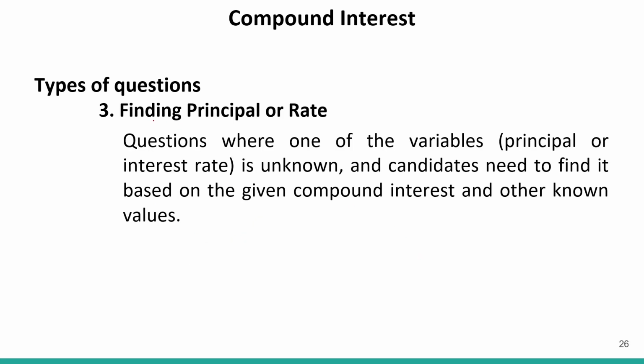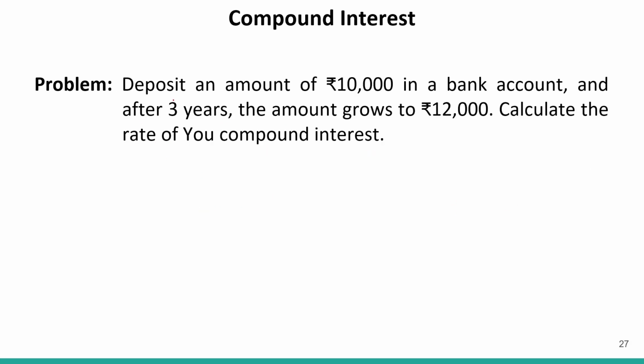So let's see the third kind of question, that is finding principal or rate. These are questions where one of the variables is unknown and candidates need to find it based on the given compound interest and other known values. Deposit an amount of 10,000 in a bank account, and after 3 years the amount grows to 12,000. Calculate the rate of compound interest.